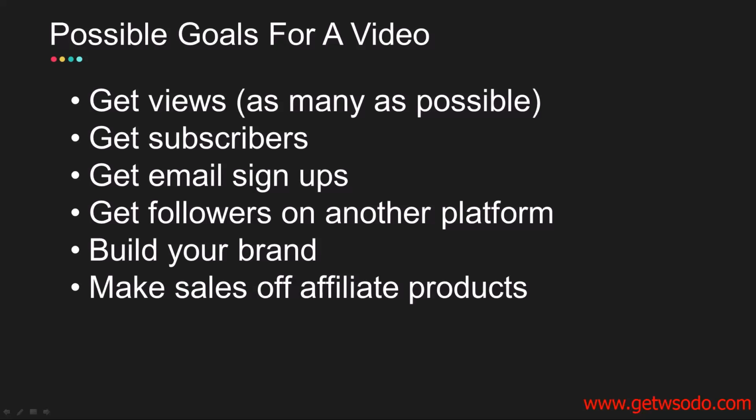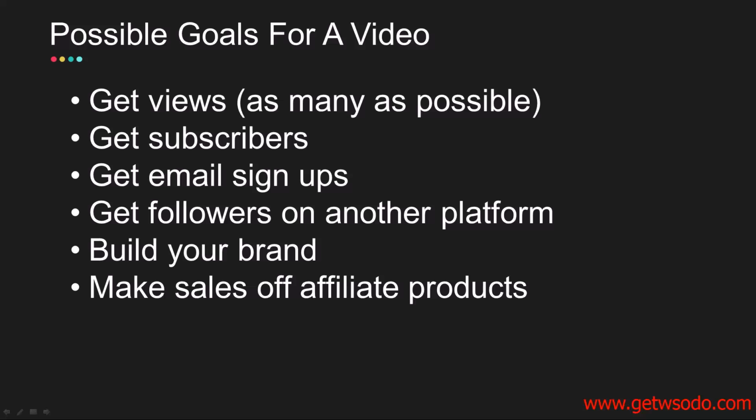Or maybe you want to make sales off affiliate products. One of the ways that we were able to start making a passive income and eventually a full-time income on YouTube was really the sales of affiliate products. So the goal of the video is, I don't know if they're going to subscribe and I don't know if they're going to like me or even watch the whole video, but if I give them some awareness about this product and then they end up liking the video and end up purchasing that product, well, then I get income.